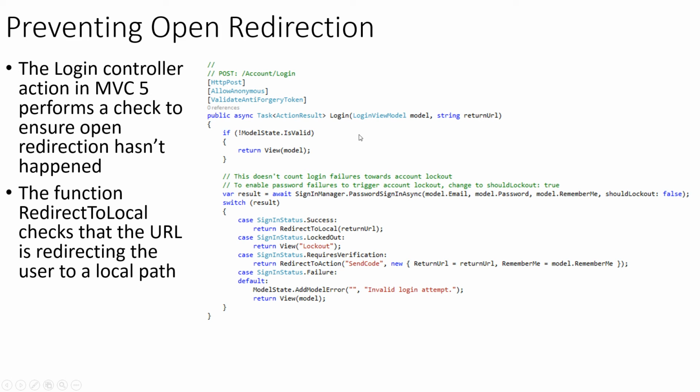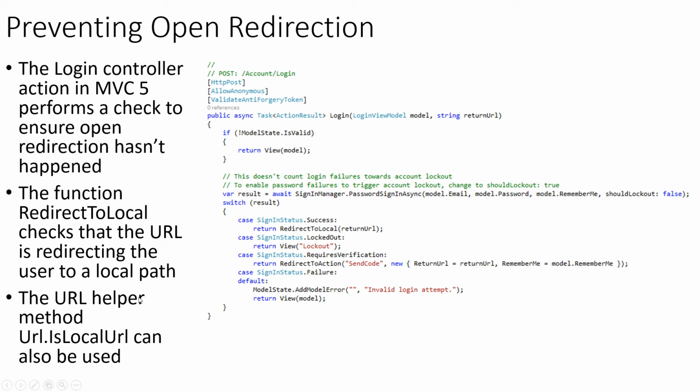So what happens is first we check to see if the model is valid, and if it's invalid, we return the view. If it didn't work, it will say, oh, your username password was incorrect. If it's fine, we try and sign in, and if it's a success, we return redirect to local this URL. So this is going to check that this URL is a local path to the server, and if it's not, you'll get an error. So that means immediately you've stopped this problem. You can't just have anyone putting in their own URL here. And there's also a URL helper method called URL is local URL, so you could use that if you wanted to.